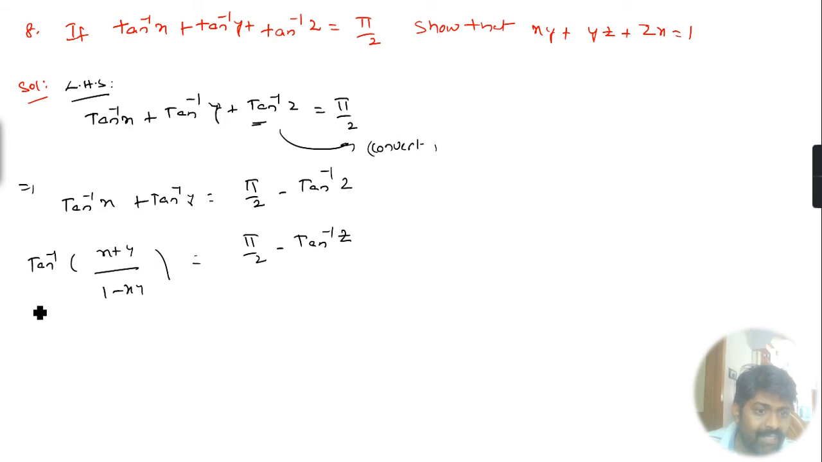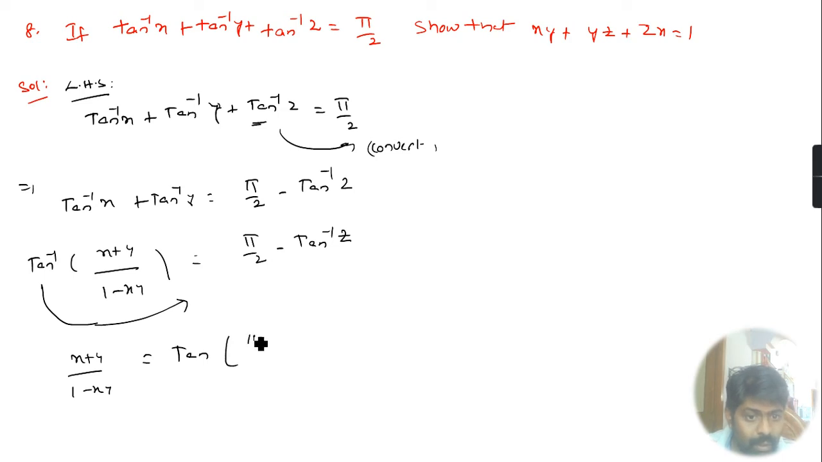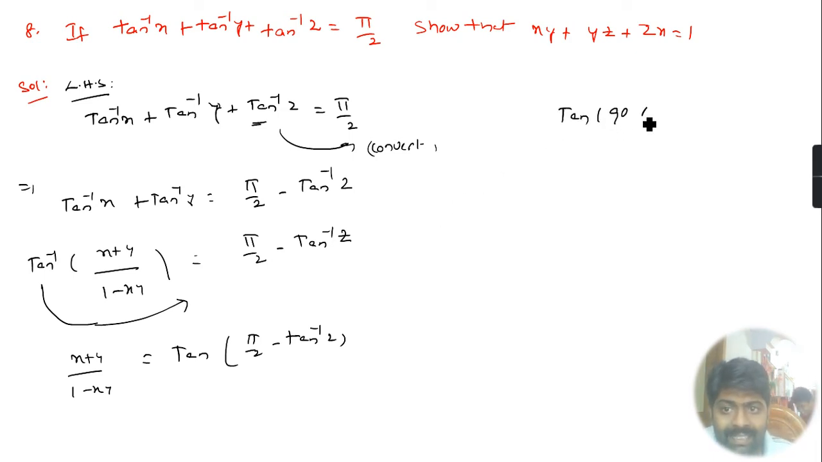And this tan inverse is converted to the right side, so we get (x plus y) by (1 minus xy) equal to tan of (pi by 2 minus tan inverse z). We know that tan of (90 minus theta) is converted into cot theta. So therefore we get cot of tan inverse z.